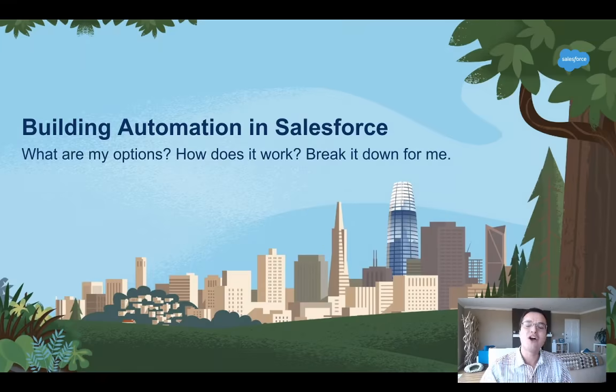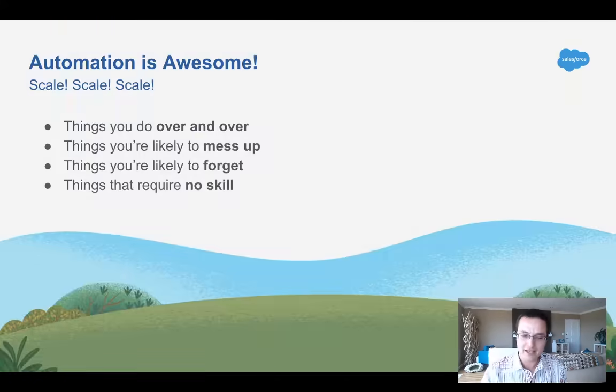All right. So automation rules in Salesforce. What are my options? How do they work? Iman, break it down for me. Okay. Well, the first thing I should say is automation is awesome. This is how you are going to scale. That's the whole point of automation. Now, I want you to think about the right targets for your organization.